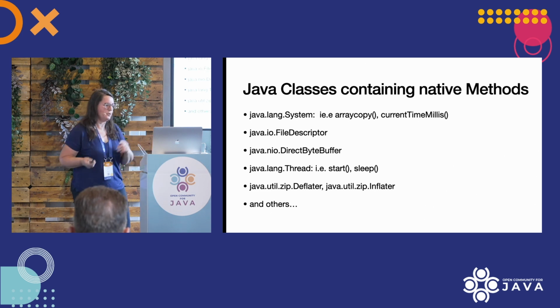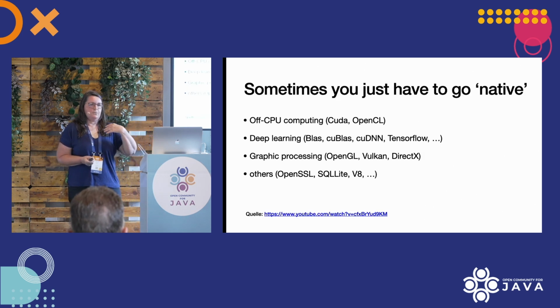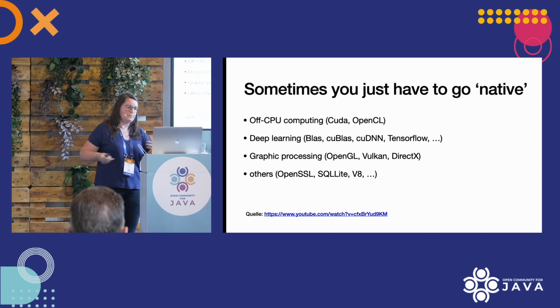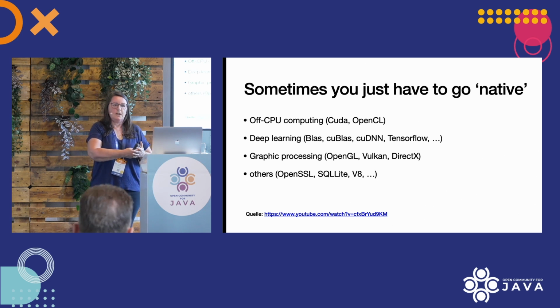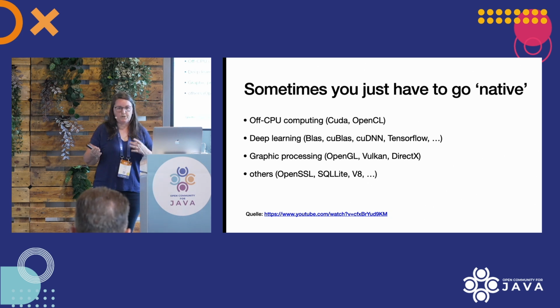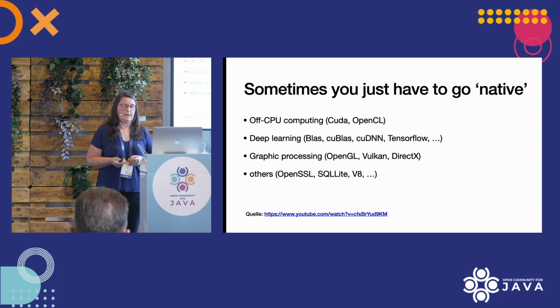But slowly but surely. And sometimes when you write an application and you want to do some deep learning stuff or graphics processing, you just have to use native libraries because they only exist in a native language. And so you have to somehow work together with these native libraries. And there's no way they will be rewritten in Java just for you to use it.